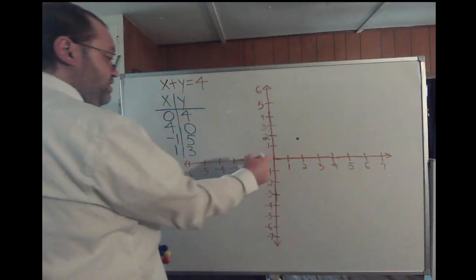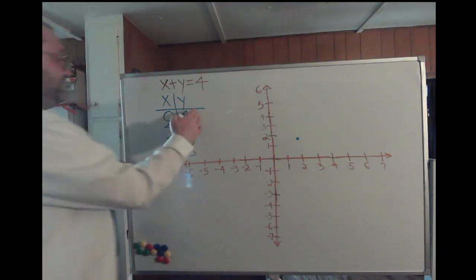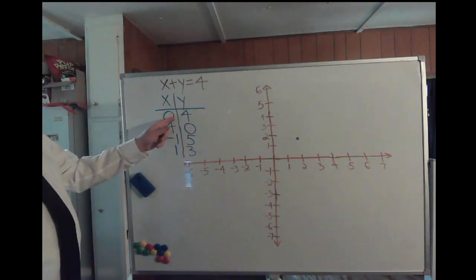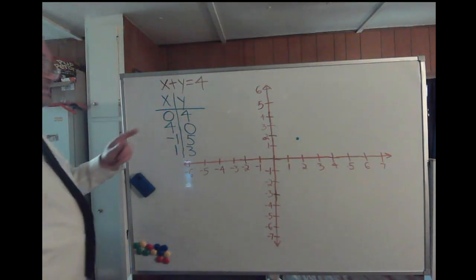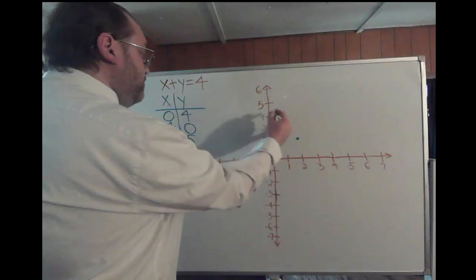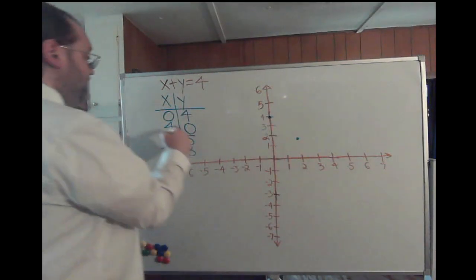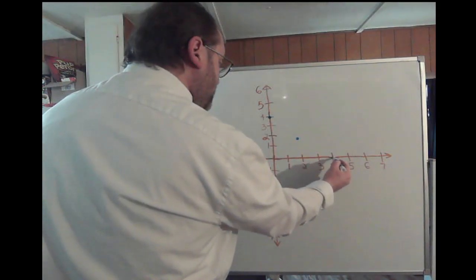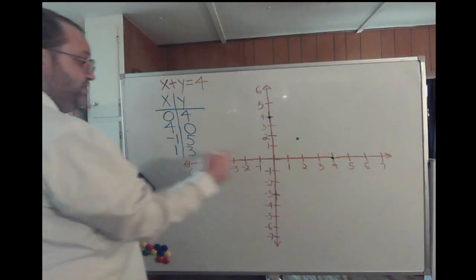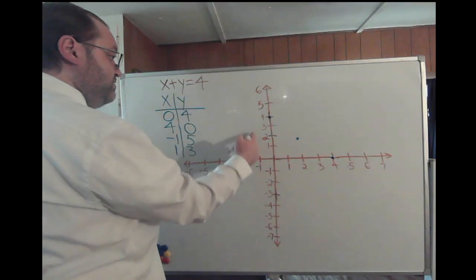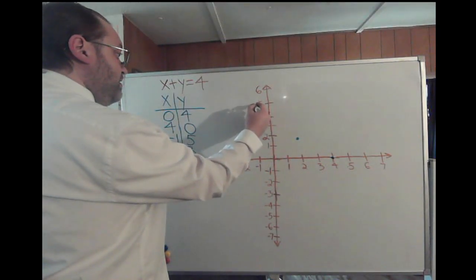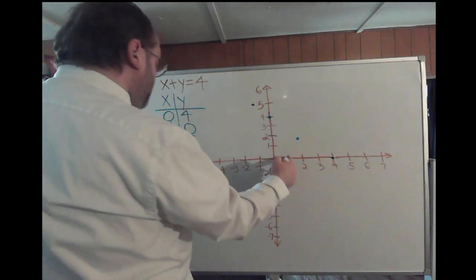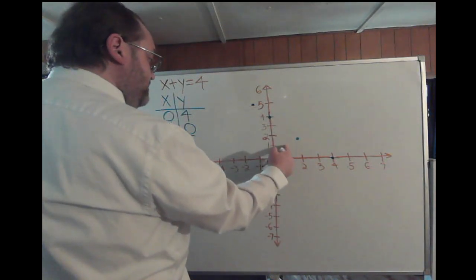But when x is 0, y is 4. This table of values here, these become your coordinates for ordered pairs. So 0, 4. When x is 0, y is 4. So 0, 4 right here. When x is 4, y is 0, so you have the ordered pair 4, 0. When x is -1, y is 5, so -1, 5 right here. And then when x is 1, right here, y is 3. 1, 2, 3.